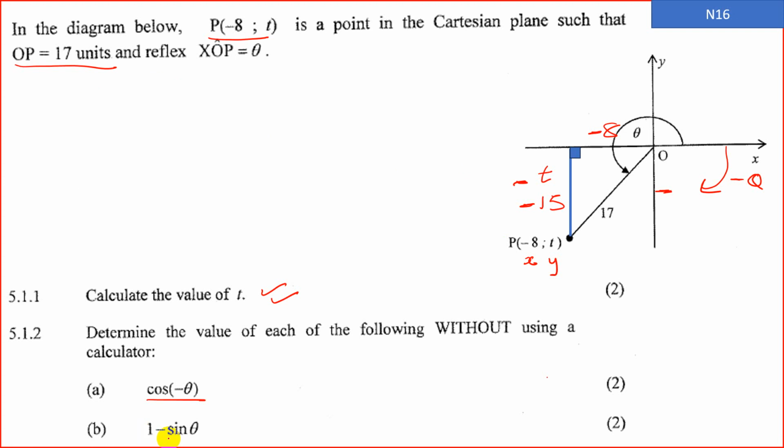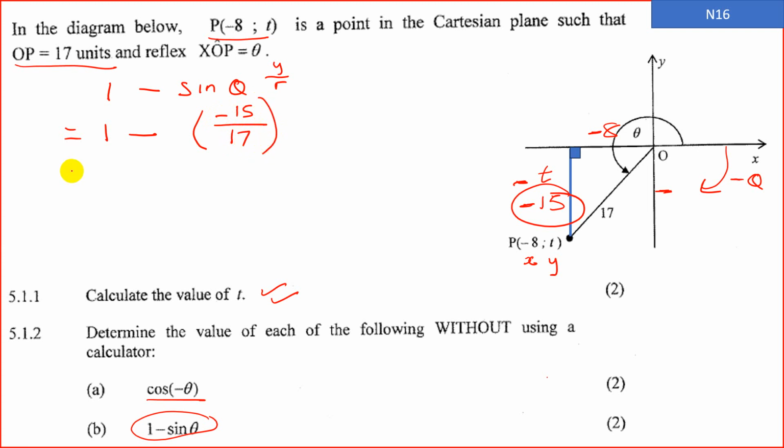Okay, our next question: we are required to find 1 minus sine theta. Remember from the definition, sine is y over r. So that gives us 1 minus, and we found y to be negative 15, over our r value, which is our radius, 17. That turns out to be 1 plus, since negative times negative is a positive, which gives us 1 and 15 over 17, or you could say 32 over 17.